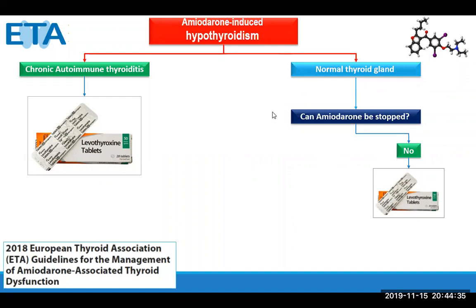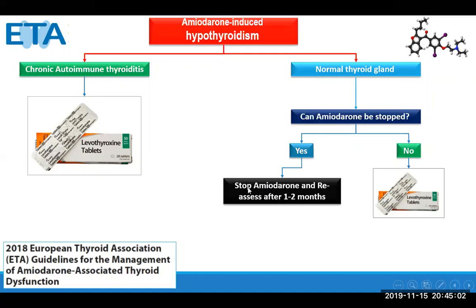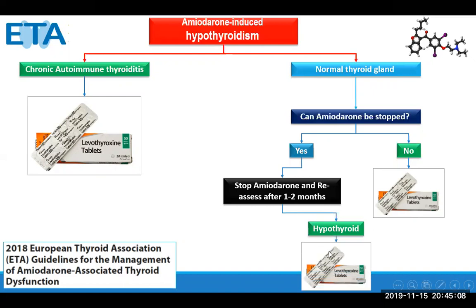Okay. Can amiodarone be stopped after consultation with the cardiologist? If no, then we can treat, especially if free T4 is low with overt hypothyroidism, especially if TSH is more than 20. If TSH is more than 20 or there is overt hypothyroidism with low free T4, you must treat your patient. If amiodarone can be stopped, then stop amiodarone and reassess your case after 1 to 2 months. If it's still hypothyroid, then we must treat with levothyroxine. If normalized, then just do follow-up.